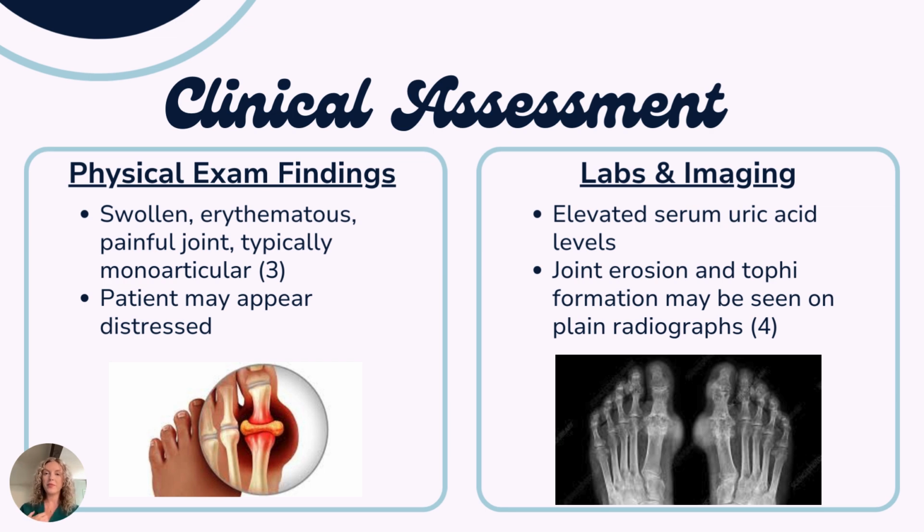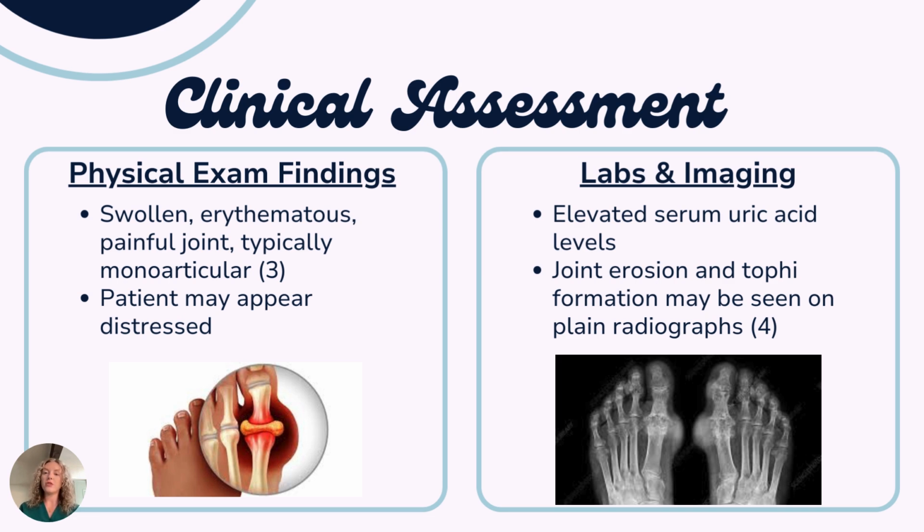Clinical assessment. Common physical exam findings in patients experiencing an acute gout flare include a swollen, red, and extremely painful joint. These findings are typically monoarticular, meaning that they affect one joint, and are commonly observed at the big toe, as previously mentioned. The patient may appear distressed due to the severity of the pain and may not be able to tolerate anything touching the joint, such as socks or shoes or even the bed sheet.